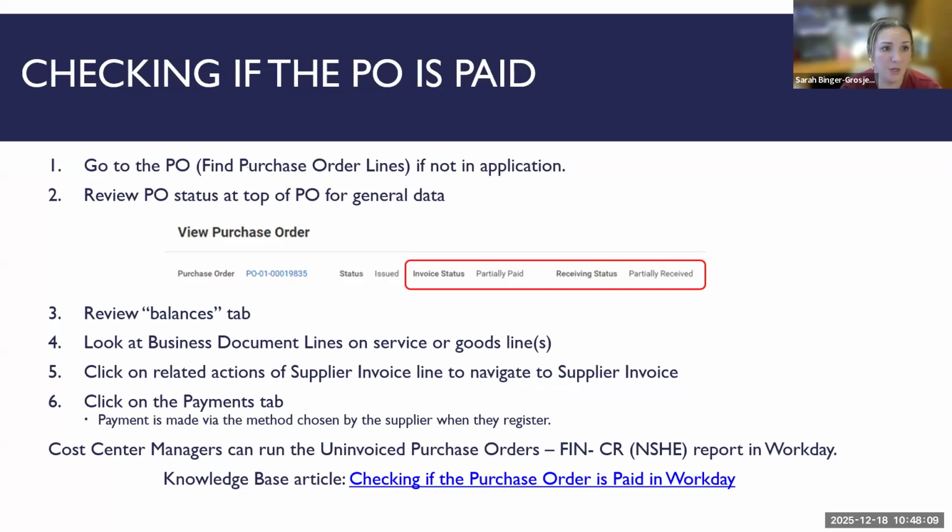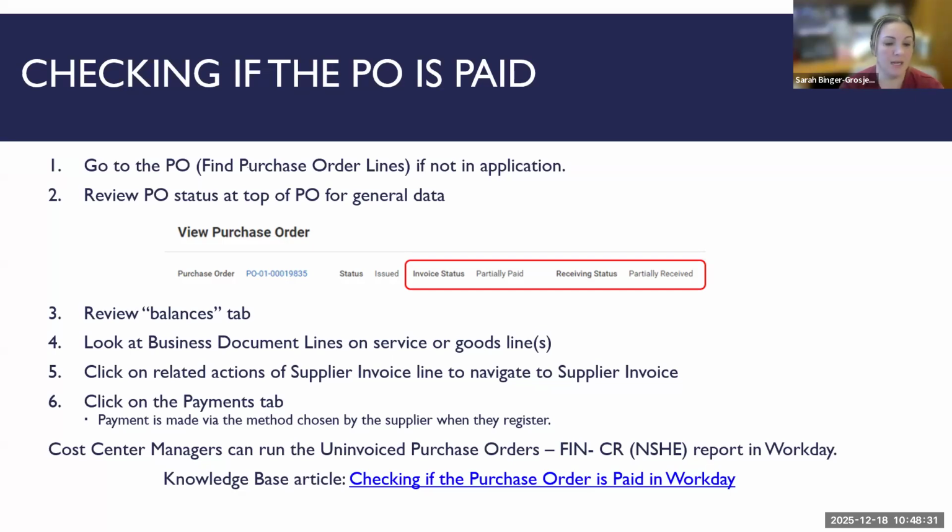So if you do need something reopened, like let's say that your estimated amount maybe was too low on a blanket, for instance, then all you need to do is just email the buyer that processed your purchase order. They can reopen it and process a change order to increase it if needed. You would also, once you're in the purchase order, review the balances tab to see if there's anything remaining to be paid on the PO.